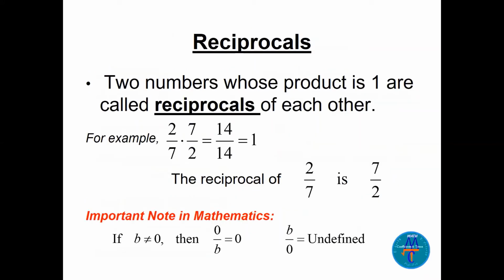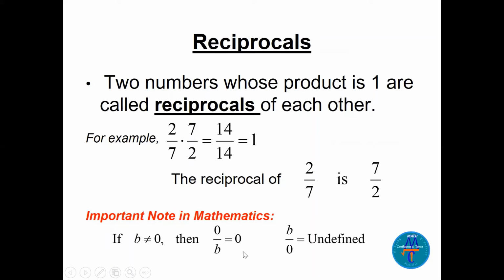Let's see, reciprocal, one word in this slide. Very important word in mathematics, reciprocal. Two numbers whose product is 1 are reciprocals of each other. So we have 2 over 7. If I say, what is the reciprocal of 2 over 7? The answer directly, you flip the number: 7 over 2. Because when you multiply them, 2 over 7 times 7 over 2, you get 1. So what is the reciprocal of minus 3 over 4? Minus 4 over 3.